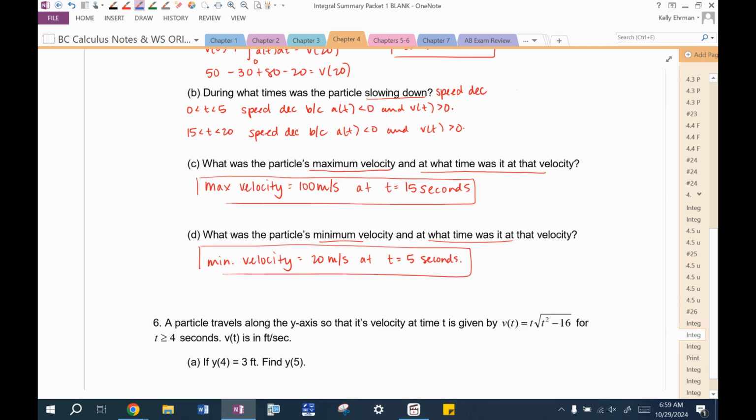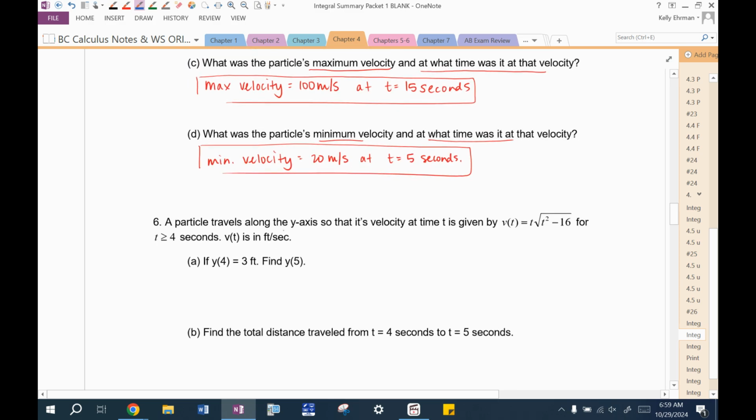All right, moving on to problem 6. A particle travels along the y-axis so that its velocity at time t is given by this equation for anything greater than or equal to 4 seconds. That's so that you don't get negatives under there. V of t is in feet per second. If y of 4 equals 3, find y of 5.